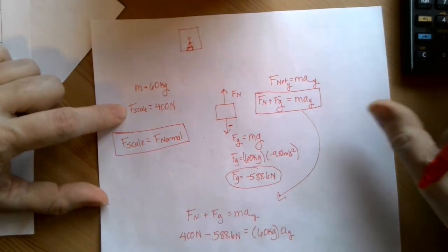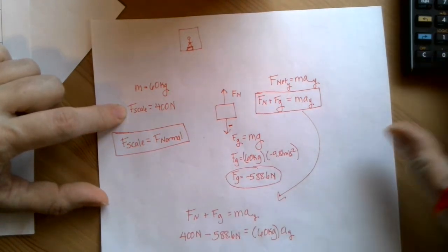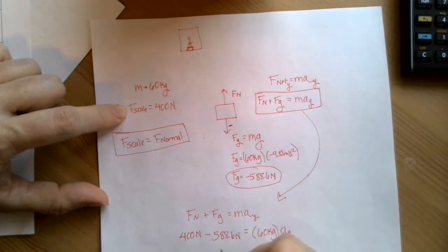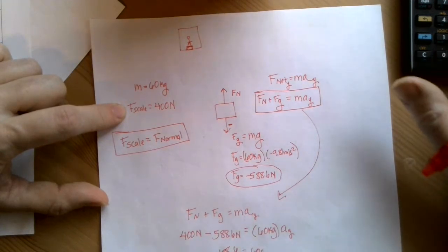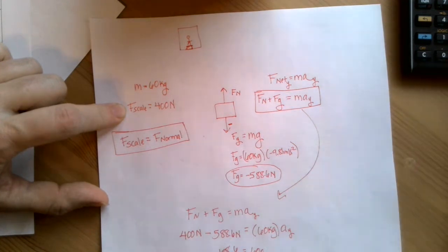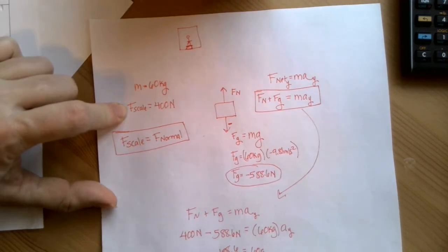I can do the math here. And I get that negative 188.6, I'm going to drop units, is 60a. And so I get acceleration is negative 3.14 meters per second squared.